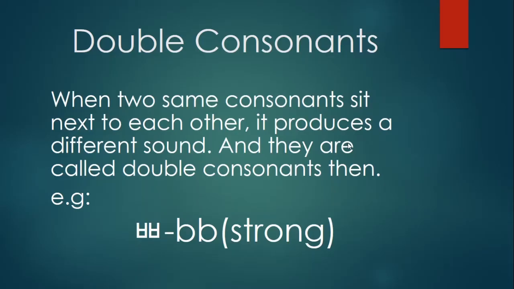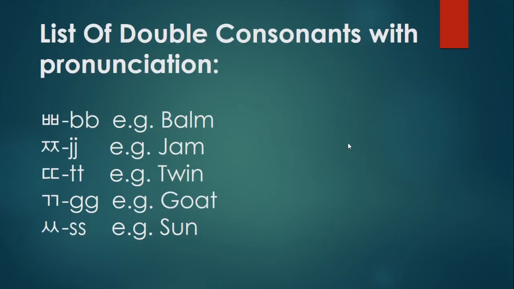The same consonants, when they sit together next to each other, produce a different sound, a much stronger sound. And that formation is called double consonants. Here are 5 double consonants in the Korean language system. Today we will learn those. This is the list of those double consonants. Let's see how to pronounce them.